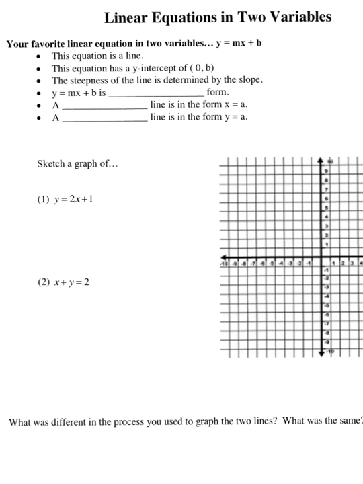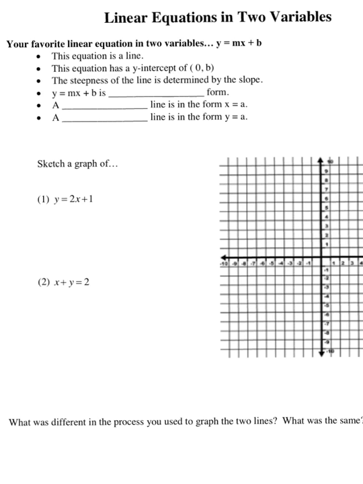In this set of notes, we're going to primarily focus on linear equations in two variables, and our two variables being x and y. So your favorite linear equation in two variables is y equals mx plus b. This is the equation of a line in slope-intercept form, where the equation has a y-intercept of (0, b).